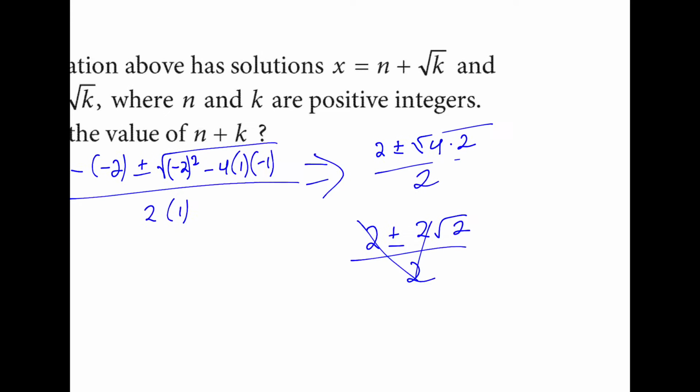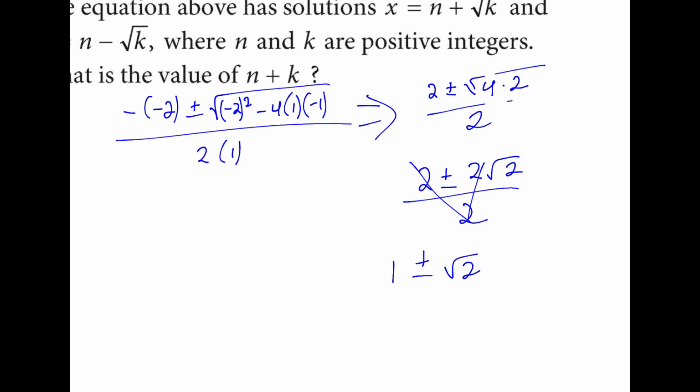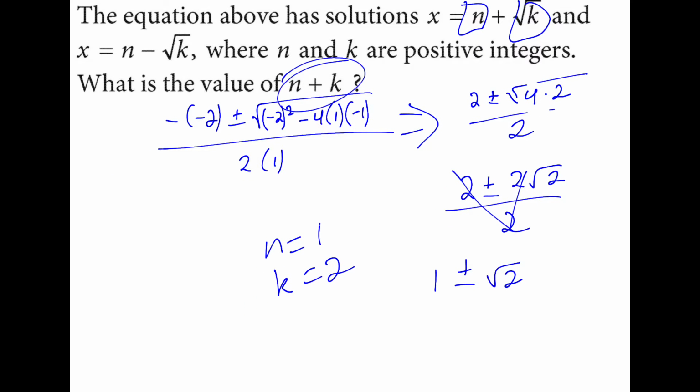And these cancel out a little bit. And 2 over 2 is just 1 plus or minus 1 root 2. So based on this up here, n is equal to 1 and k is equal to 2. So they want to know what is the value of n plus k. 1 plus 2 is 3.